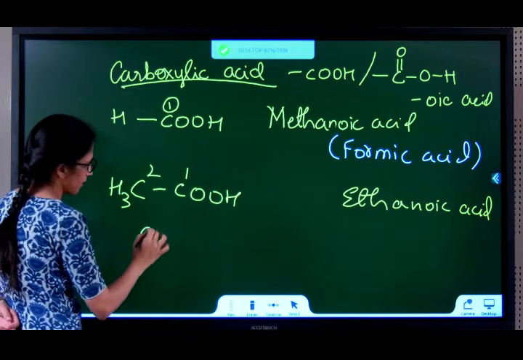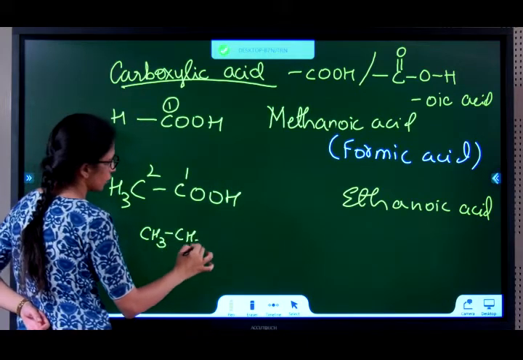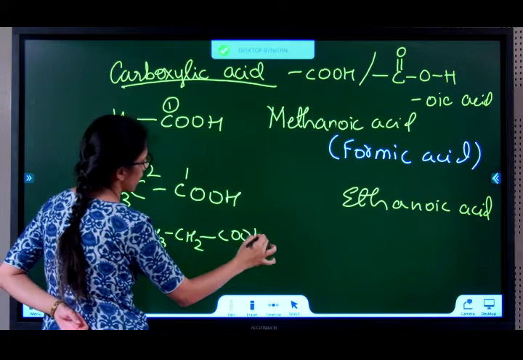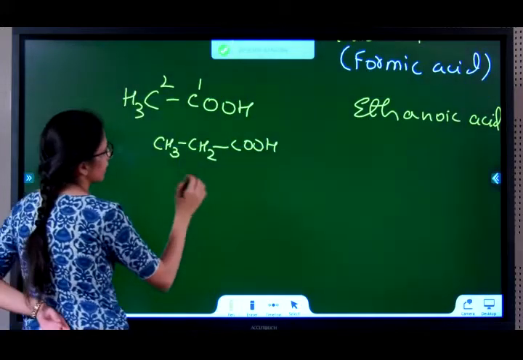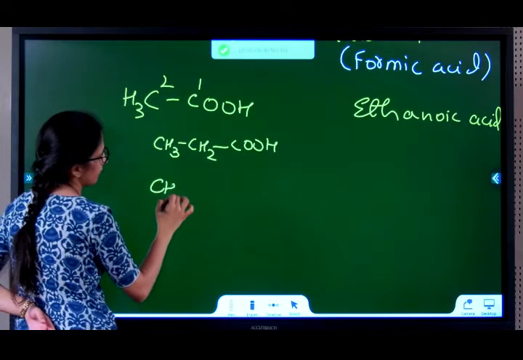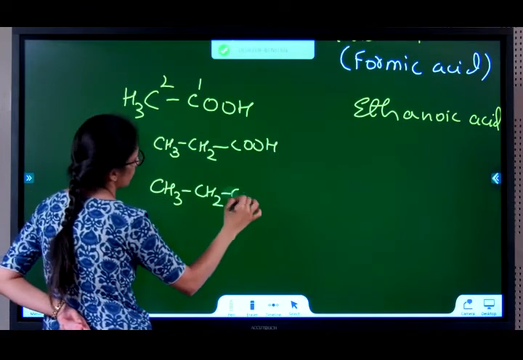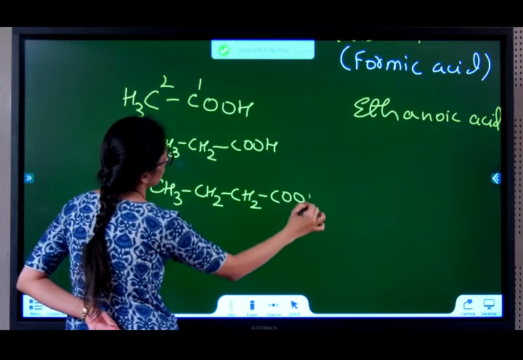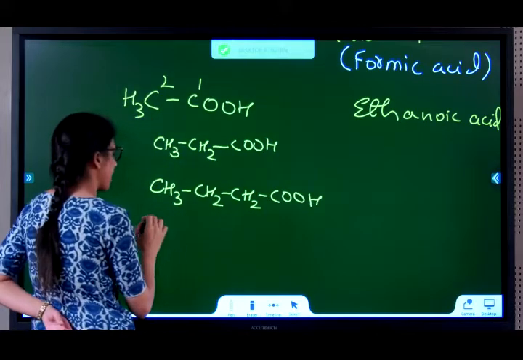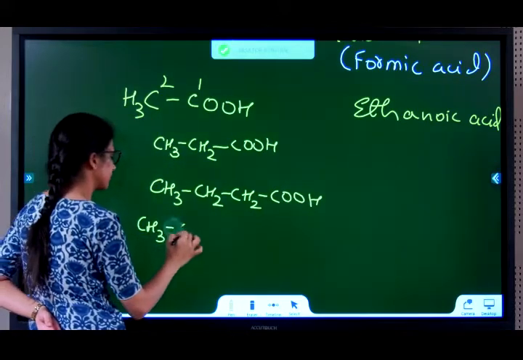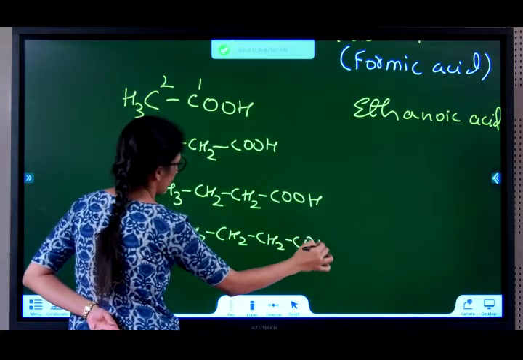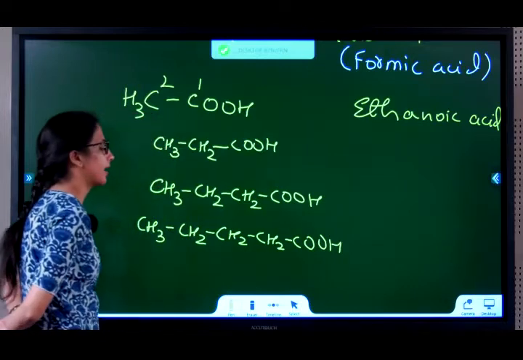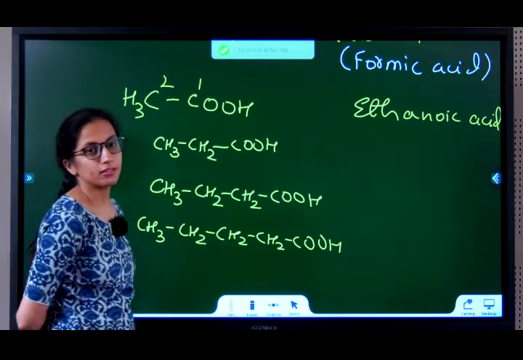Next, CH3, CH2, put COOH, propanoic acid. Next, if I add one more C, butanoic acid. Add one more C, pentanoic acid. Add one more C, hexanoic acid.